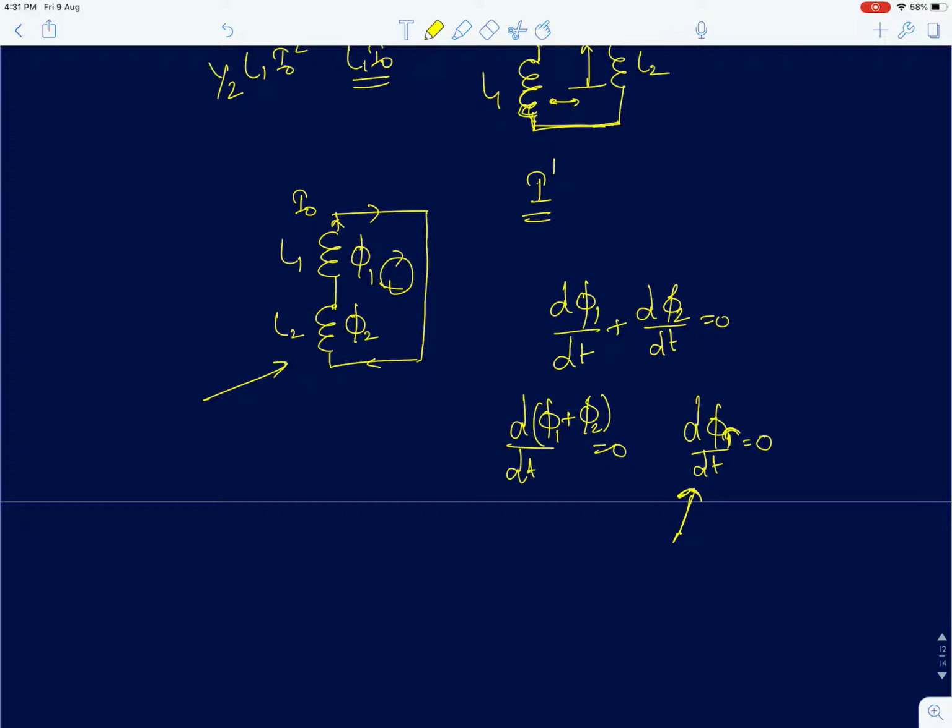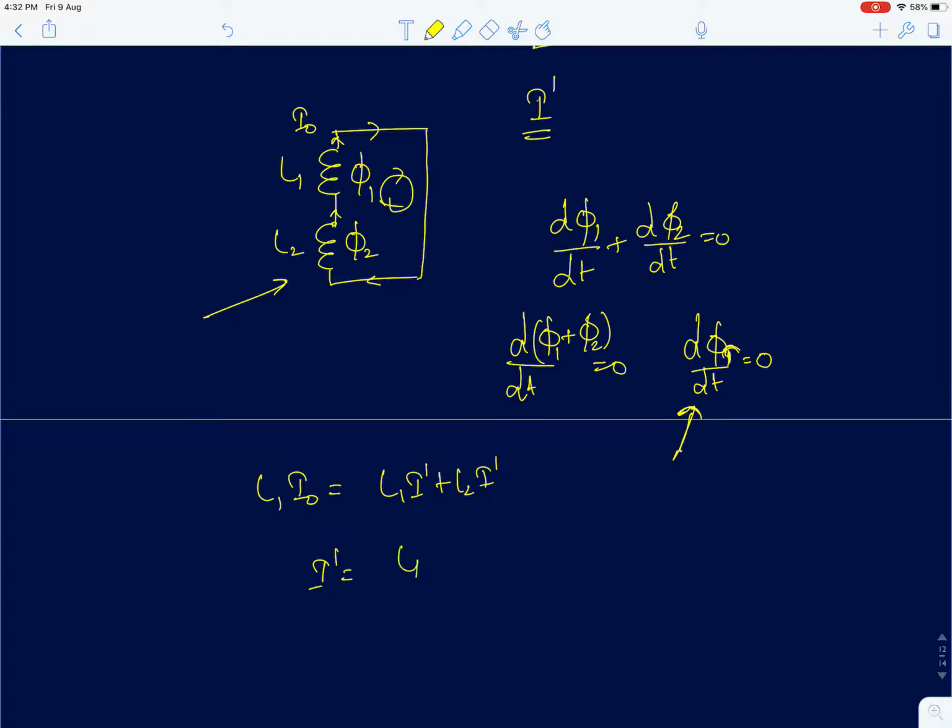Now before closing the switch, the flux in the circuit is L1 I0. After closing the switch, the same current is going to flow through both the inductors, and the flux is going to aid. It's an aiding flux arrangement. The words aiding and opposing I'll discuss in more detail once we go to transformers. Here you can just take that if the two inductors are in series, the same current is going to flow through them and the flux is going to add. So it's going to be L1 I dash plus L2 I dash. So your I dash is given by L1 divided by L1 plus L2, into I naught.